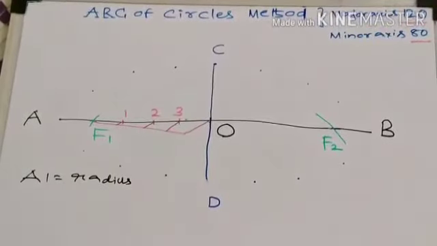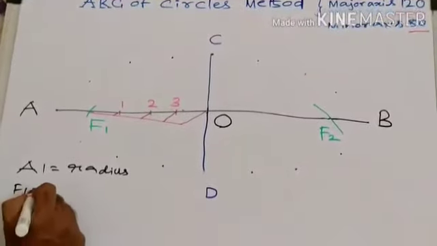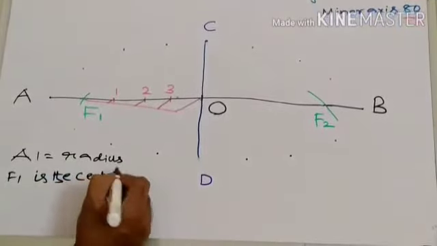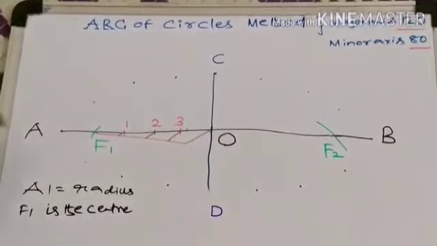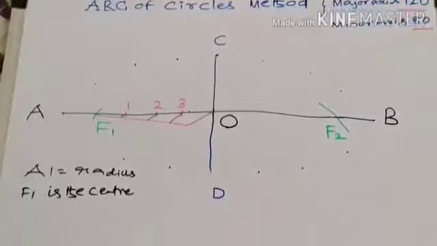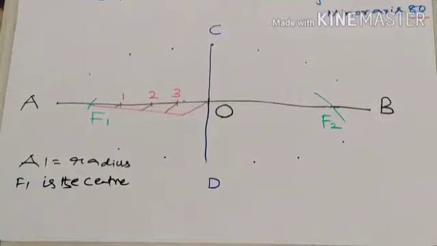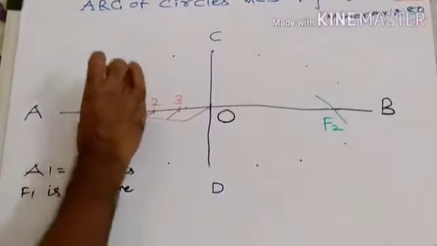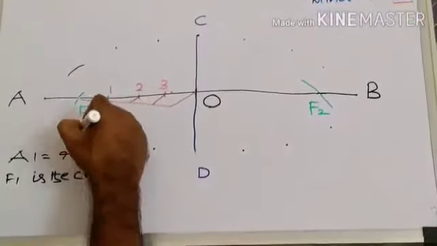A1 is the radius and F1 is the center. You have to draw 2 arcs, above the major axis and below the major axis. A1 is going to be its radius, F1 is going to be the center. You have to draw 2 arcs.